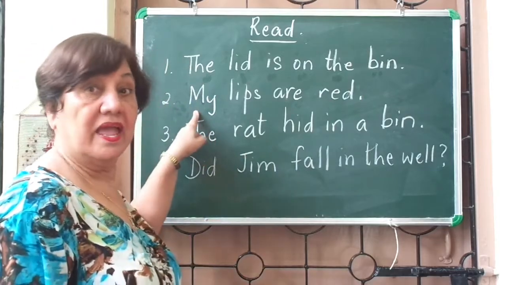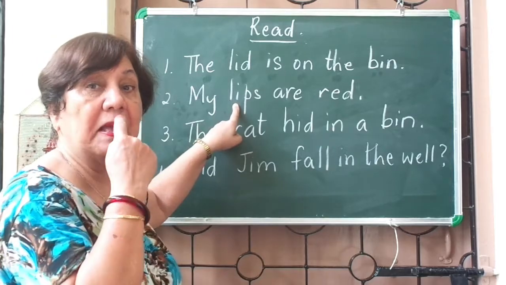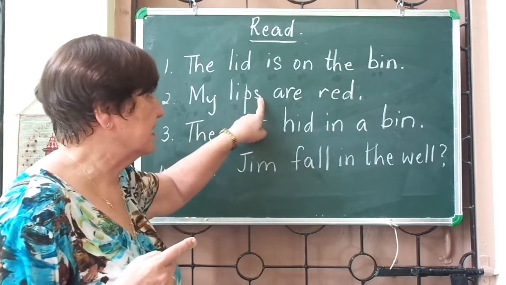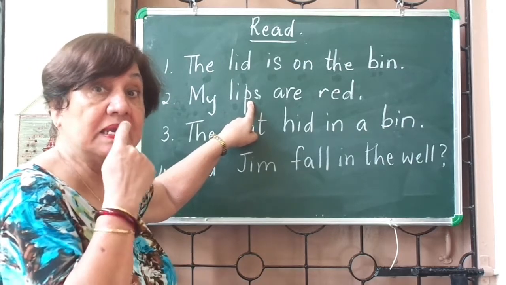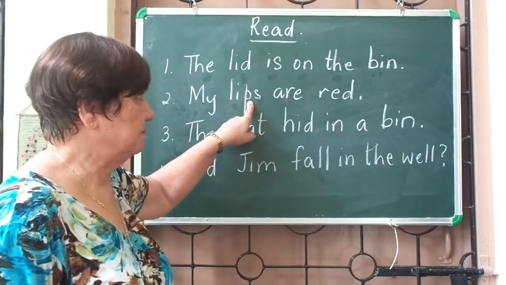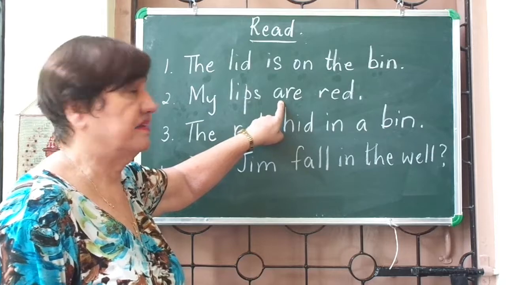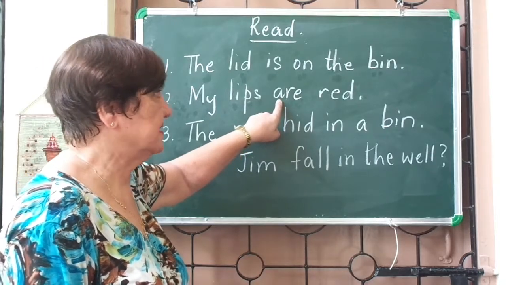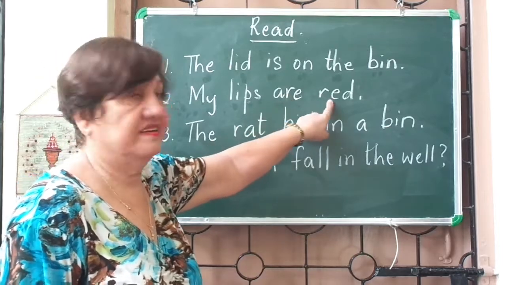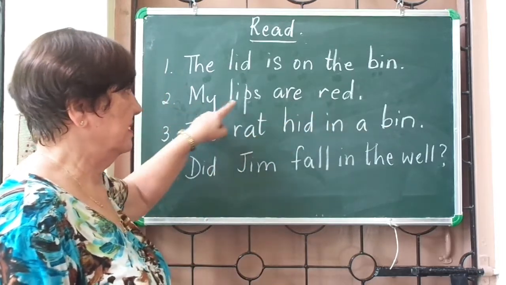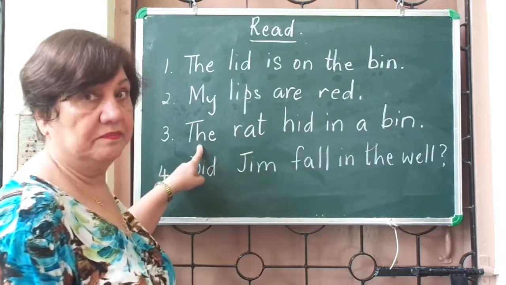Now the next one. M-Y, my. L-I-P-S, lips. I have put S after P. I'm not saying my lip, I'm saying my lips, two lips. My lips are, A-R-E. This is a new word, okay? A-R-E. See, A says a. A-R, are. R-E-D, red. So let's read it. My lips are red.